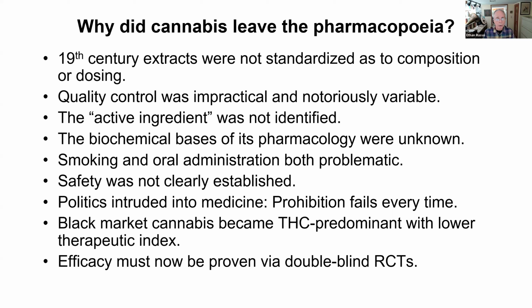In 1937, cannabis was rendered illegal, prohibited in the United States, and that policy was exported around the world. Over time, black market cannabis became THC predominant with a lower therapeutic index, less or no cannabidiol or other agents of the plant that could buffer the THC effect.